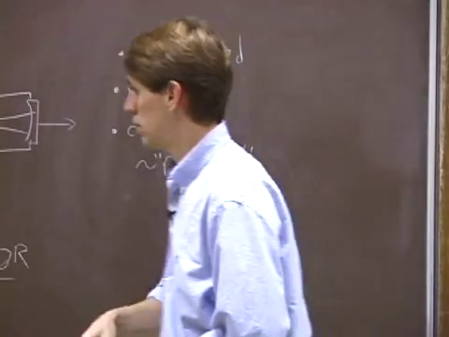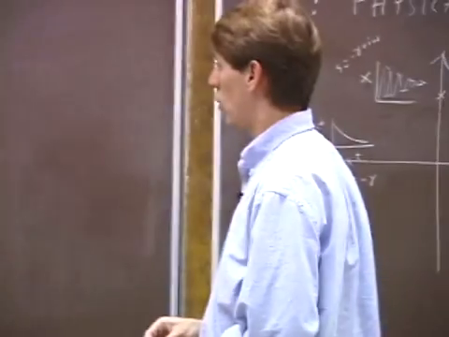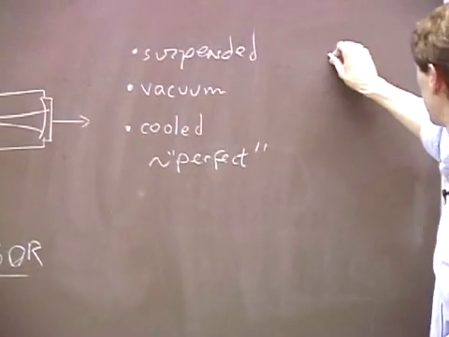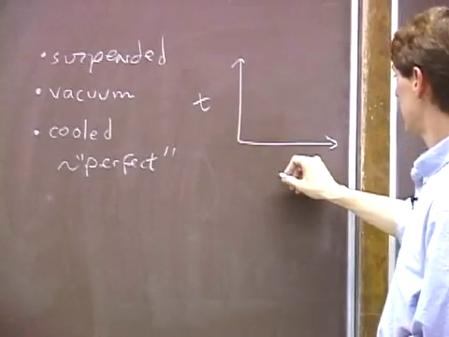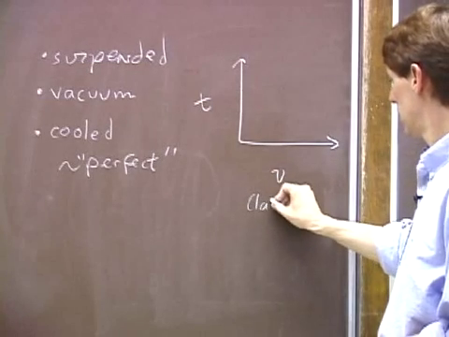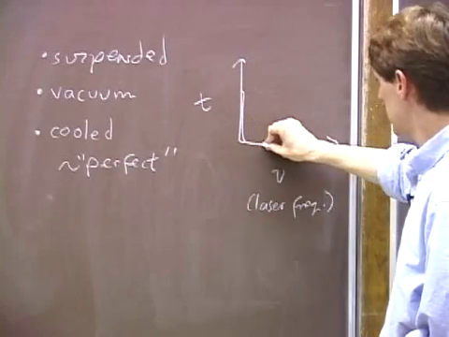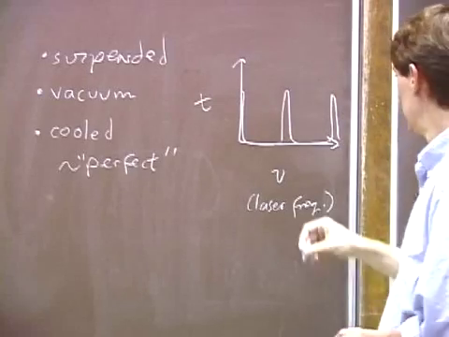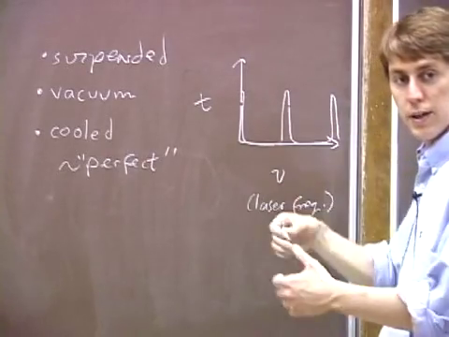So how do we measure the frequency of the laser light? Well, remember what the transmission of a Fabry-Perot cavity looks like as a function of frequency. So transmission as a function of nu, and we'll call nu the laser frequency. It's just this Airy function, whose line width is determined by the finesse of the cavity, and whose free spectral range is determined by the length of the cavity.